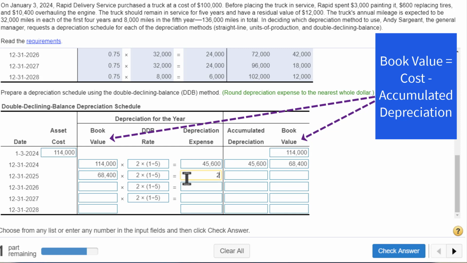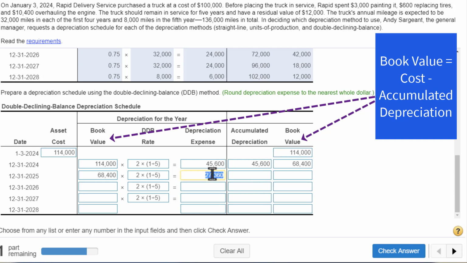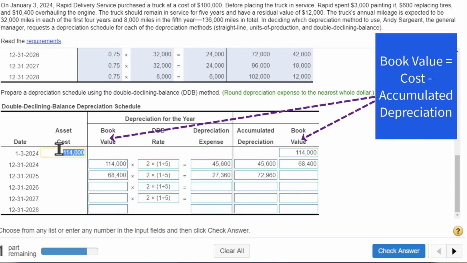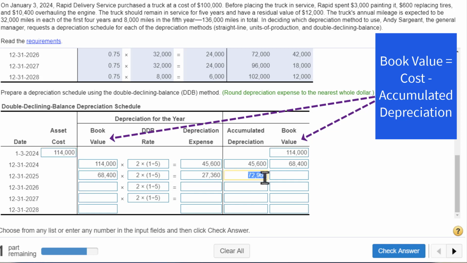So depreciation for this second year is 68,400 times 2 divided by 5 gives us 27,360. So accumulated depreciation is going to be the prior year's accumulated plus this year's depreciation gives us 72,960. The book value is going to be the cost minus 72,960 gives us 41,040. Copy and paste that.